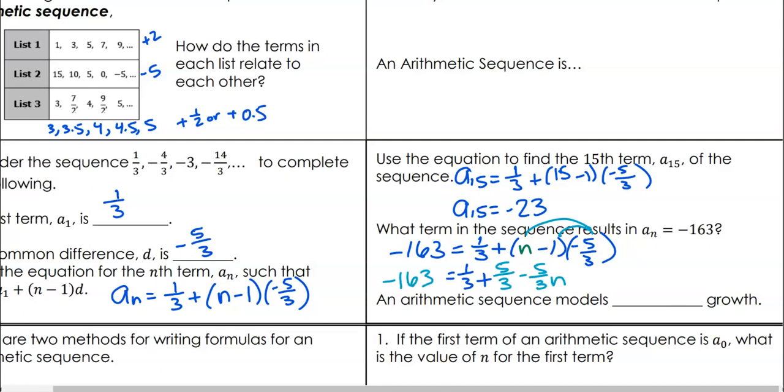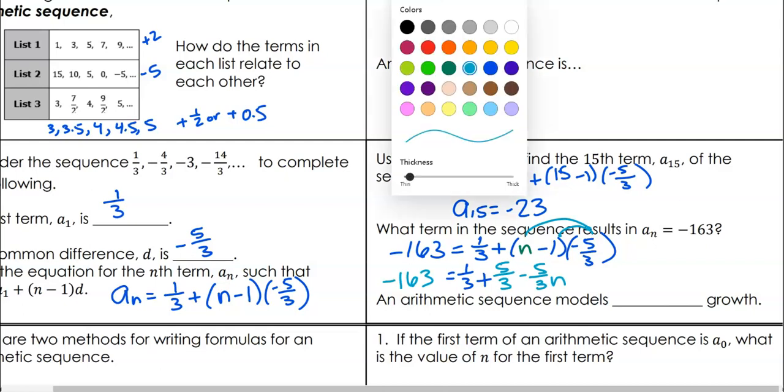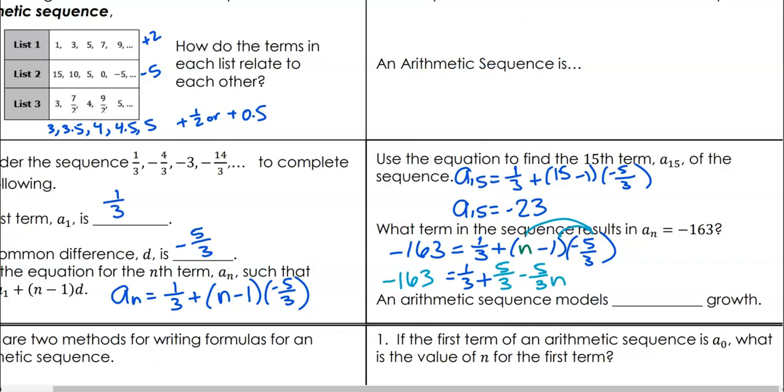Combine like terms, what is 1/3 plus 5/3? 6/3, which is 2. That's better to work with. Sorry, the spacing is small. So we have negative 163 equals 2 minus 5/3 n. Now what are you going to do? Subtract the 2. Negative 165 equals negative 5/3 n.